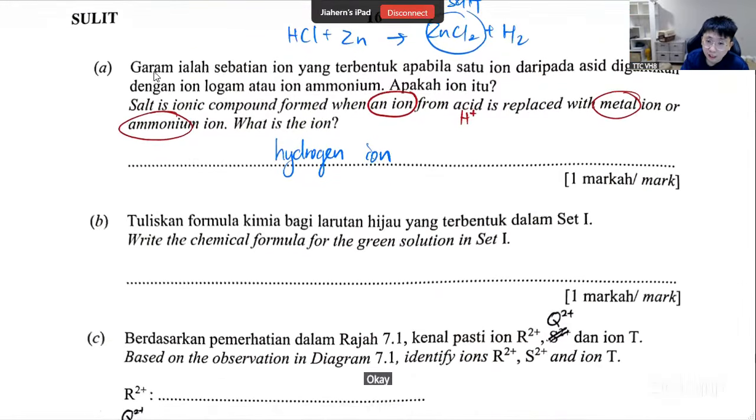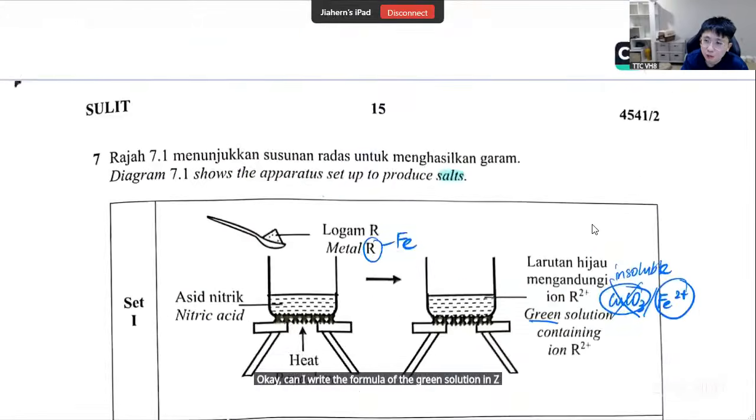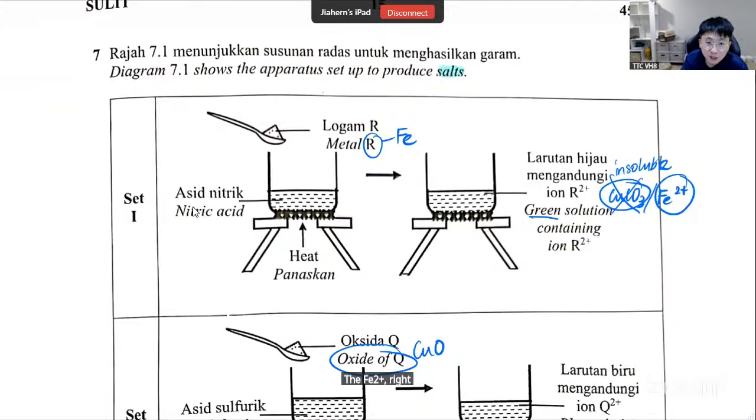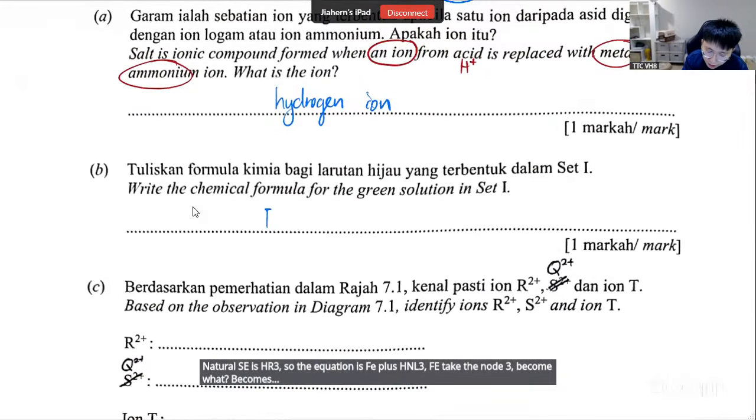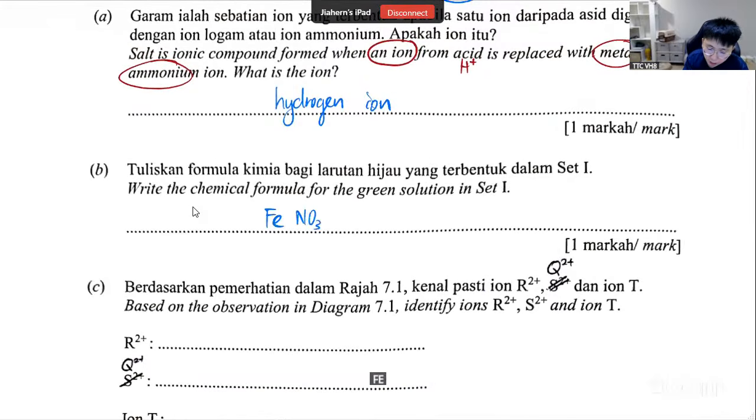Okay, can I write the formula of the green solution in set 1? So the green solution is who? The Fe2+, right? But we add nitric acid, guys. What is nitric acid? Nitric acid is HNO3. So the equation is Fe plus HNO3. Fe takes the NO3, becomes what? Becomes Fe(NO3)2, which is Fe2+ and NO3-.